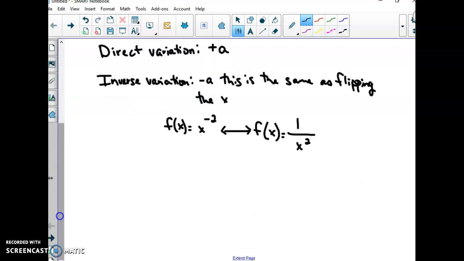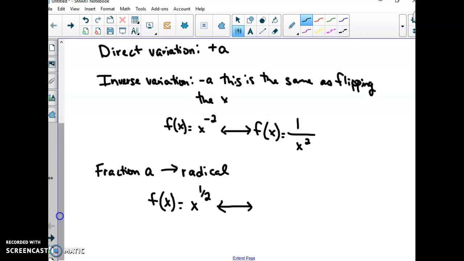The other thing to note, remember that a fraction exponent, a fraction a, is going to give you a radical. So for instance, if I have f of x equals x to the power of 1/2, this is the same thing as f of x equals the square root, technically there's a little 2 there, of x to the 1st. So the numerator goes underneath the radical sign. The denominator tells us what type of root we have. Just as a little refresher course on what our powers actually represent.